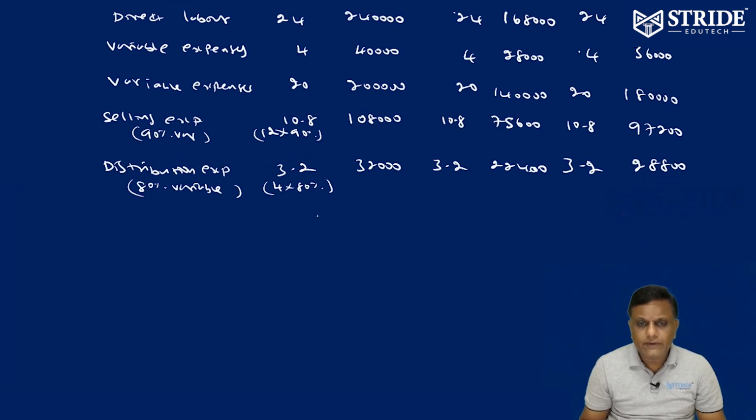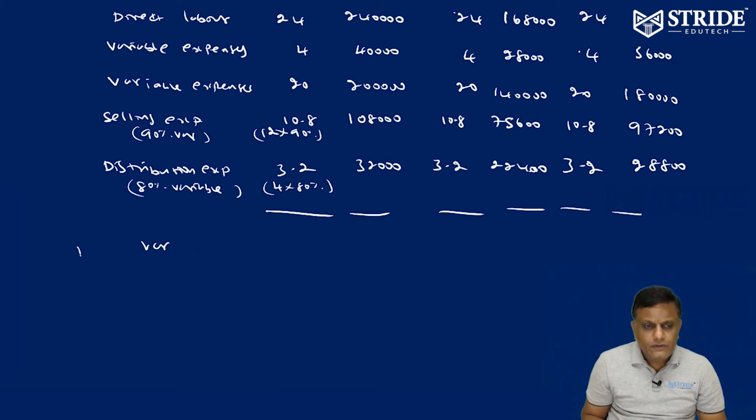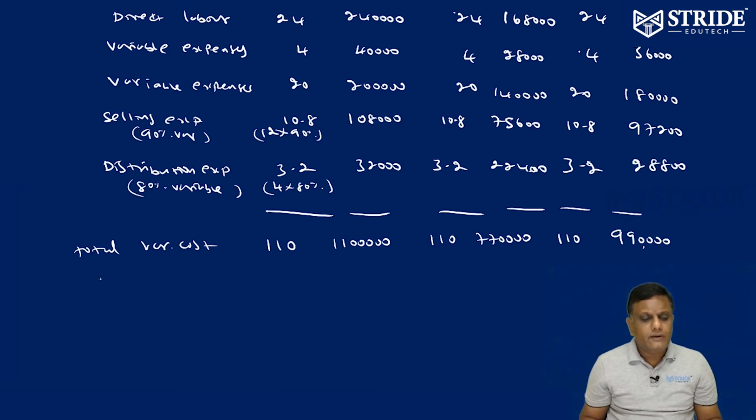If you add these variable expenses, you will get the variable cost. So the total variable cost is: here 110 per unit, here 11 lakhs; here 110, here 7,70,000; here 110, here 9,90,000. Total variable cost. Right. Next, fixed cost.